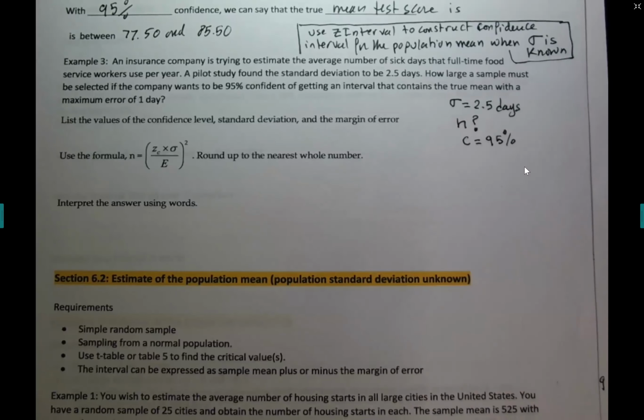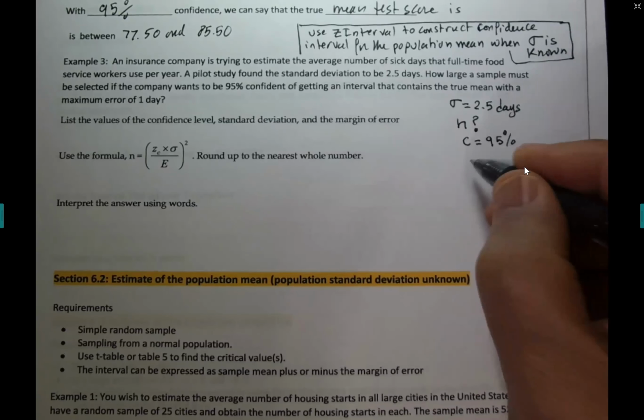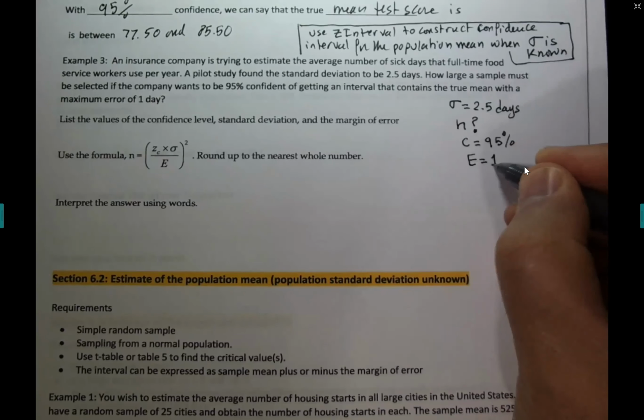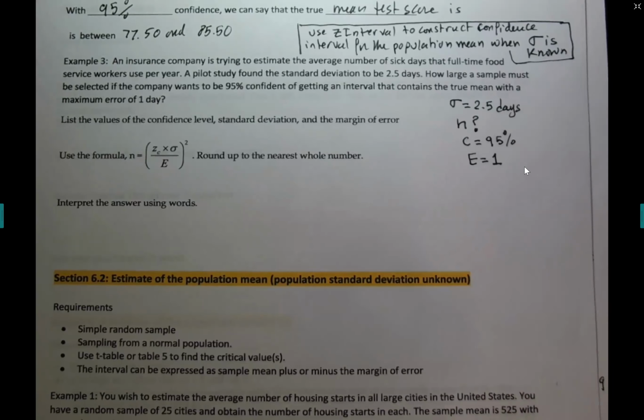The company wants to be 90% confident of getting an interval that contains the true mean with a maximum error of 1 day. So they want the margin of error to be no more than 1 day. He's given us the margin of error, which is 1 day.